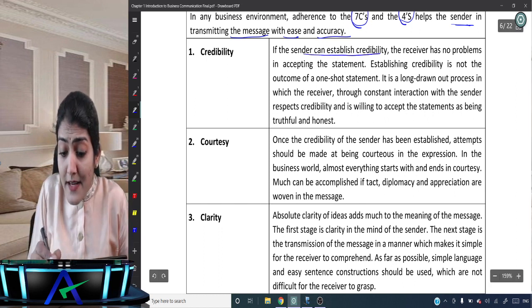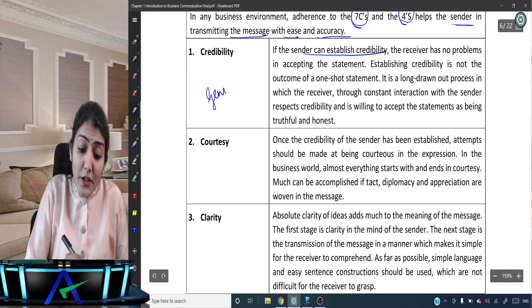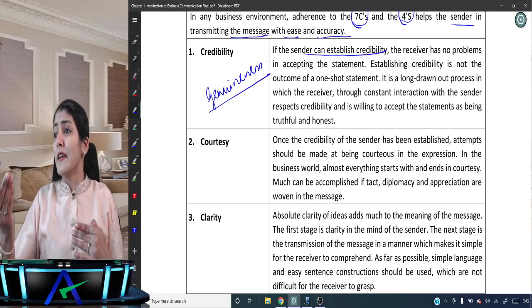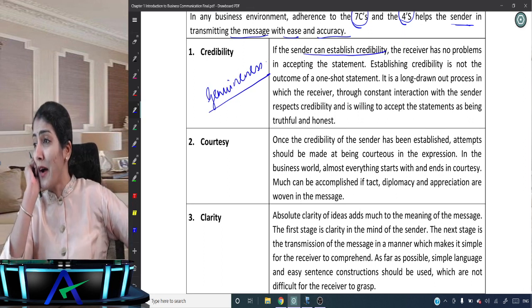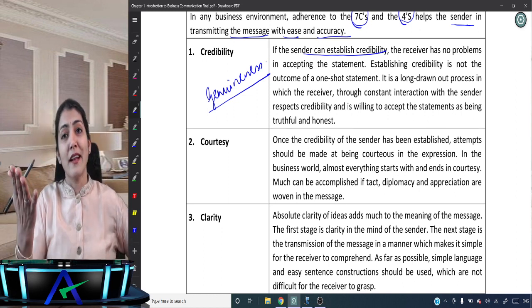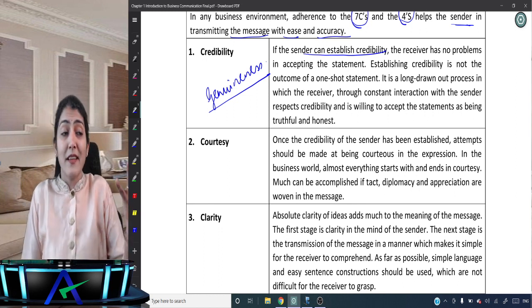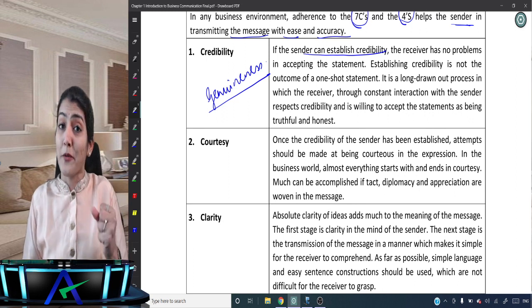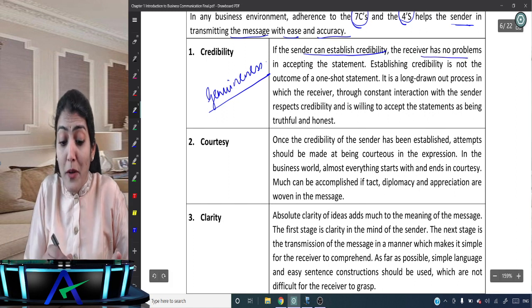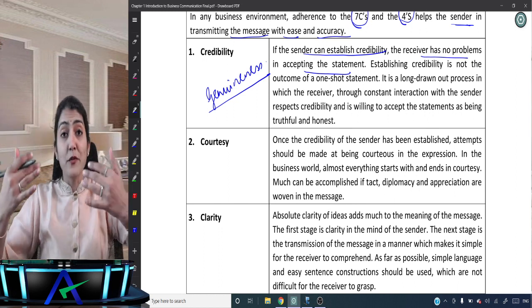If the sender can establish credibility and genuineness, I can also call credibility the genuineness of the communication. Or if somebody says, I'm feeling so bad for you, and you ask why, and they say your health is not good, you'll say, what? You are faking. Or if somebody else shows concern, you understand, oh, this person is so concerned about me. So if the sender can establish credibility, the receiver has no problem accepting the statement, because the receiver's mind is already open to receive the message from the sender.